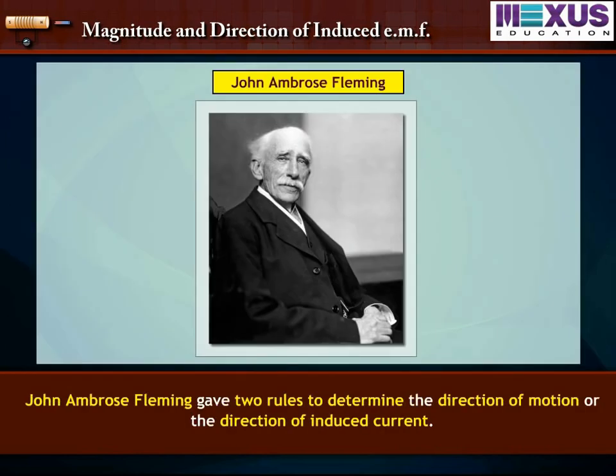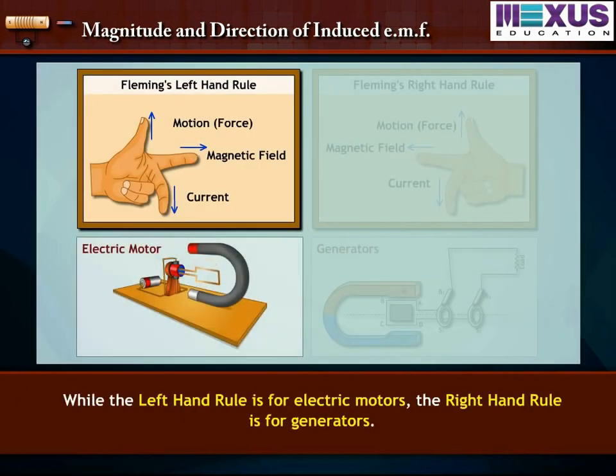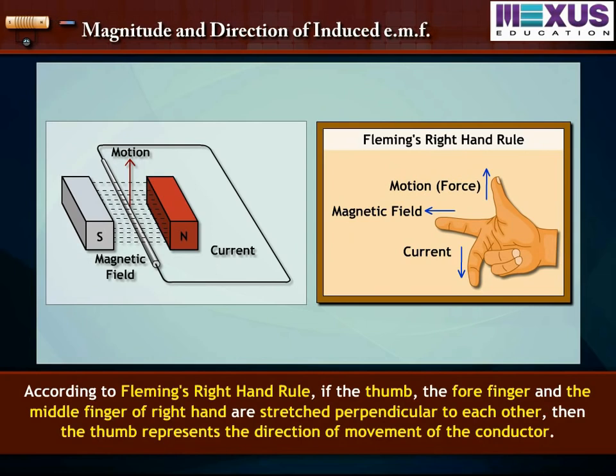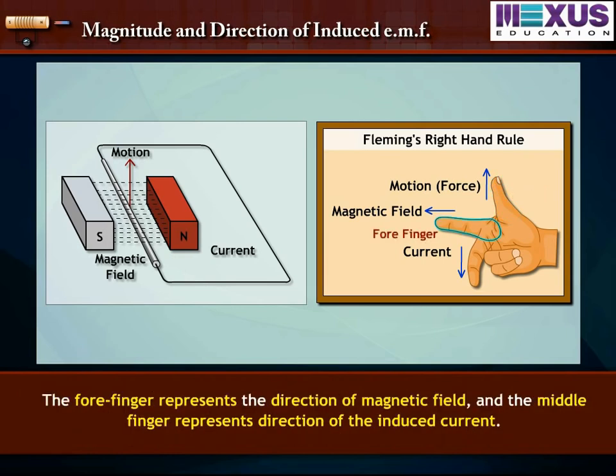John Ambrose Fleming gave two rules to determine the direction of motion or the direction of induced current. While the left-hand rule is for electric motors, the right-hand rule is for generators. According to Fleming's right-hand rule, the thumb, forefinger, and middle finger of the right hand are stretched perpendicular to each other. If the thumb represents the direction of movement of the conductor, the forefinger represents the direction of the magnetic field, and the middle finger represents the direction of the induced current.